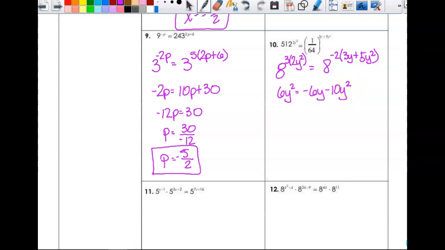Once again, I have a quadratic. Things are not going to zero out, so I want it set equal to 0. This time I'm moving everything to the left, so my y squared stays positive. And I will get 16y squared plus 6y equals 0.